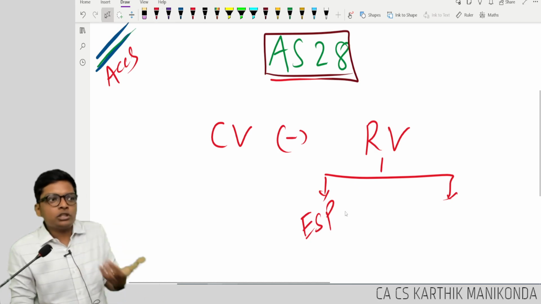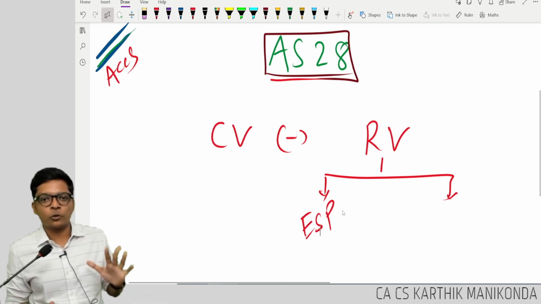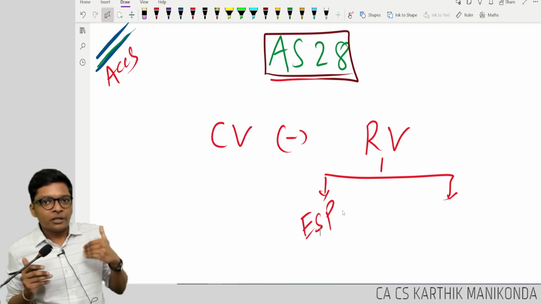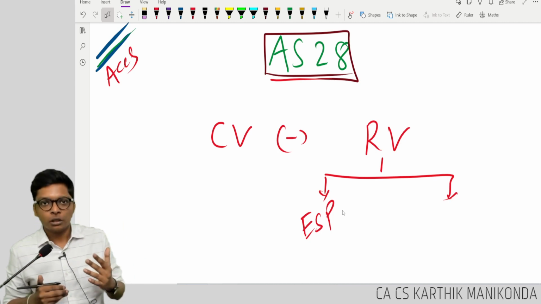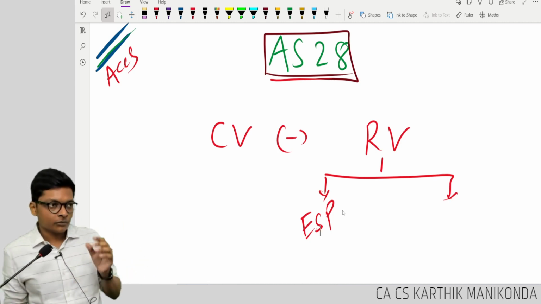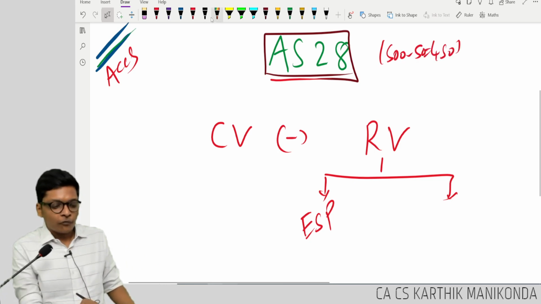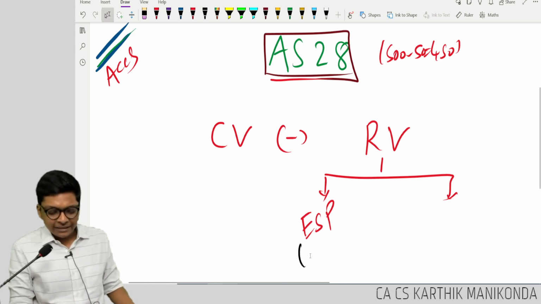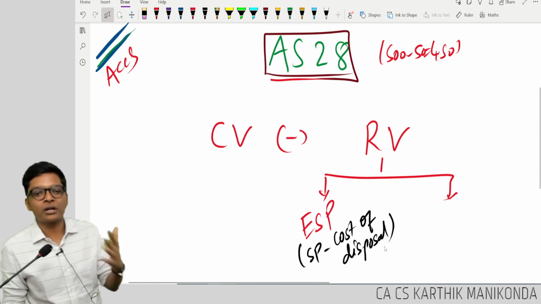What I can recover if I sell the asset today. If I have some cost of recovery, let's say I have an old cycle in my house, 500 rupees, I want to sell it. I put it on the platform of OLX. OLX took 50 rupees commission. So what am I getting net? 500 minus 50, you get 450. So estimated selling price is basically whatever you are able to sell minus any cost of disposal, like brokerage, all of that.